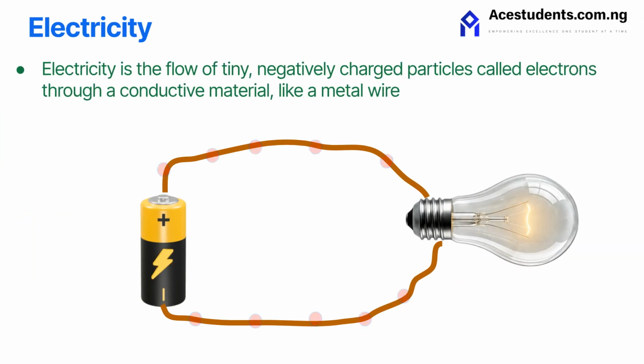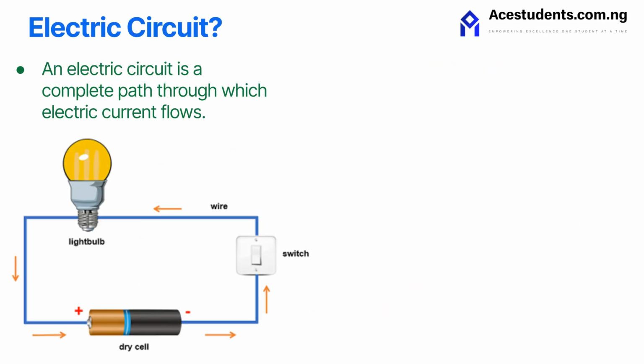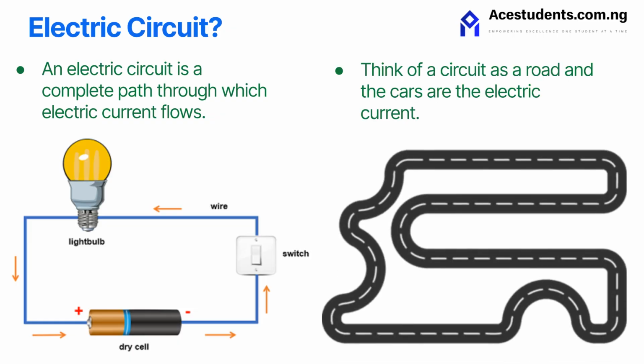Electricity is the flow of tiny, negatively charged particles called electrons. These electrons move through a conductive material, such as a metal wire. An electric circuit is a complete path through which electric current flows. Think of a circuit as a road, and the electric current as the cars moving along it.